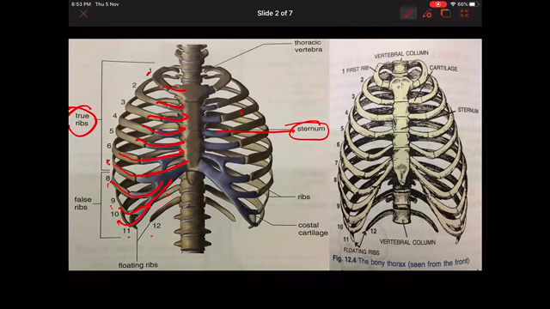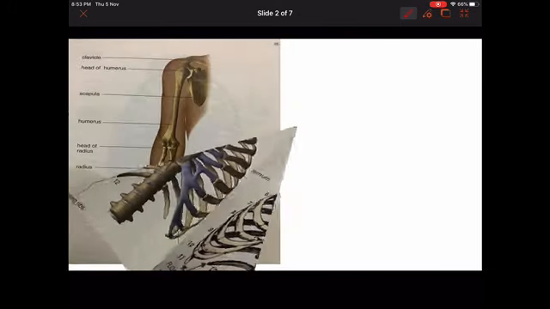So this is the rib structure, and you can see the structure is also given here. This is the backside, the vertebral column. The 11th and 12th are floating ribs. First to 7th are true ribs. 8th, 9th, 10th are false ribs. And now next one is the appendicular skeleton.